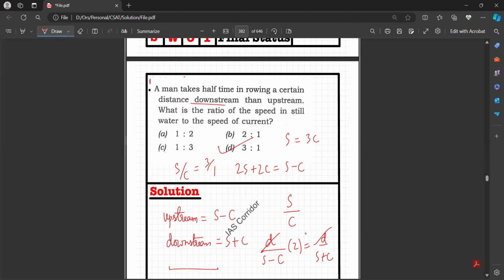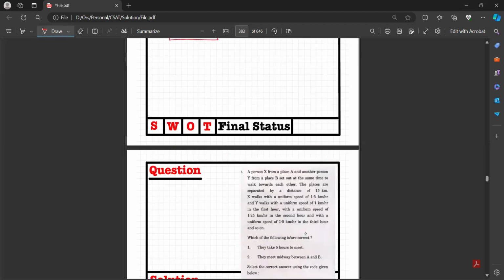Be very careful whether you are getting 1 by 3 or 3 by 1. Answer is S by C, not C by S. Clear? Let us proceed to the next problem.